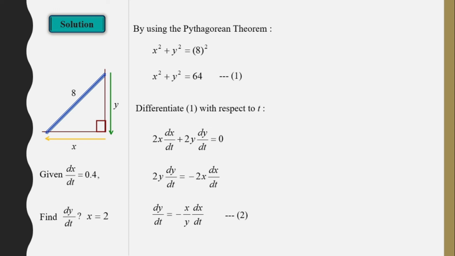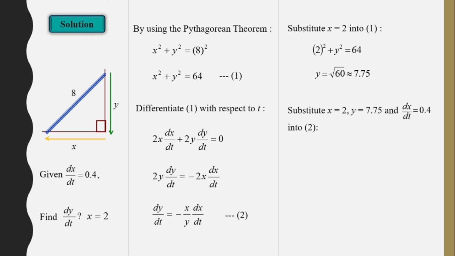If we refer to the known values, we have x equal to 2, but we don't have the value of y. So, we substitute x equal to 2 into equation 1 and obtain y equal to square root of 60, or y equal to 7.75. Next, we substitute all the known values into equation 2 and we get dy/dt equal to negative 0.103.